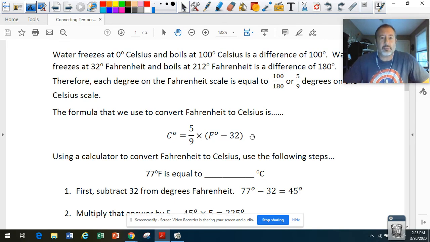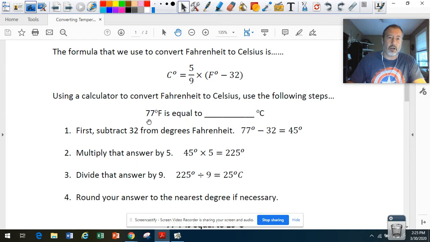Follow these steps, because if you try just using this formula and you do not use your parentheses on your calculator, you will get it wrong. So here, we're going to make it as easy as we can. Using a calculator to convert Fahrenheit to Celsius, follow these steps. Our example that we're going to use here says, take 77 degrees Fahrenheit. What is that equal to in degrees Celsius?